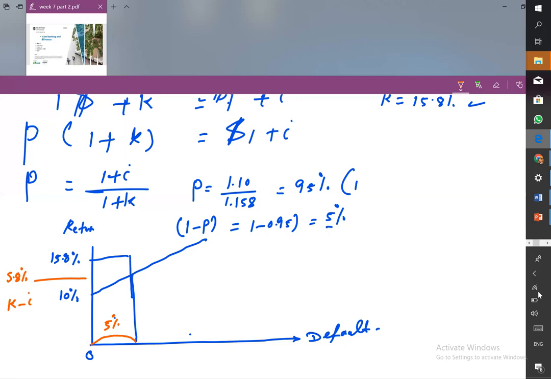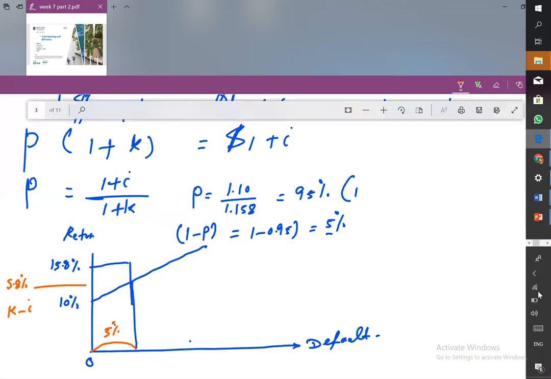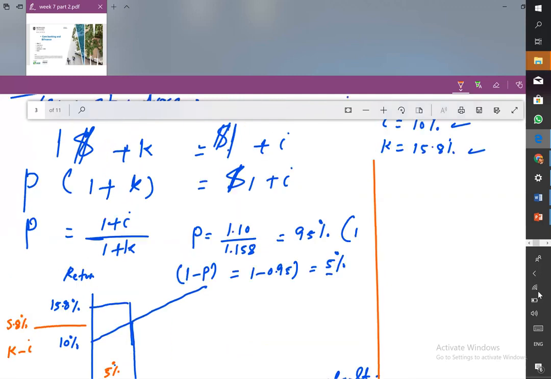Just one more thing now. There is something sometimes called the collateral. Let's take the collateral and call it this.